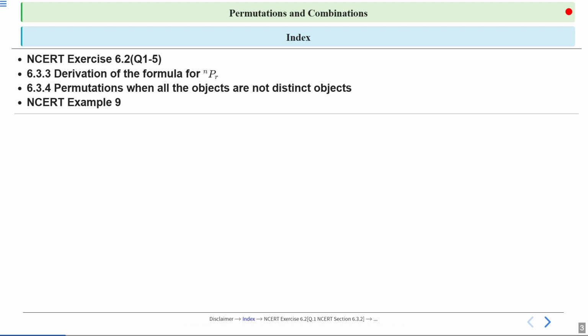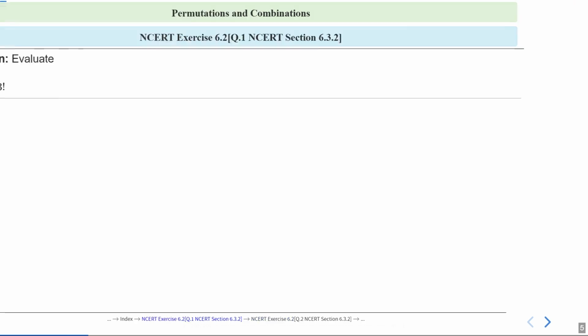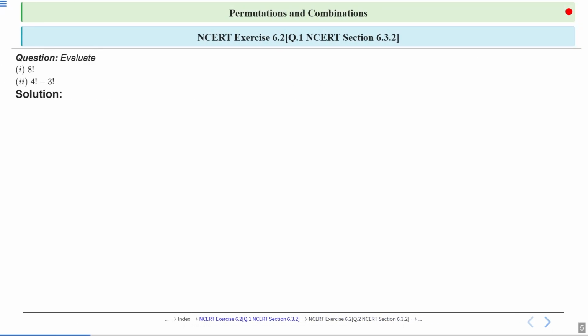So let's get started. First, NCERT exercise 6.2. Look at question number 1. In this question, we need to calculate 8 factorial and 4 factorial minus 3 factorial. So let's start the solution of this question.